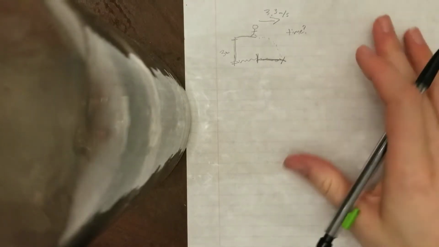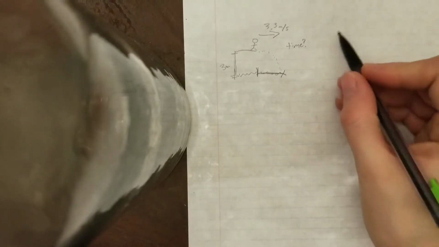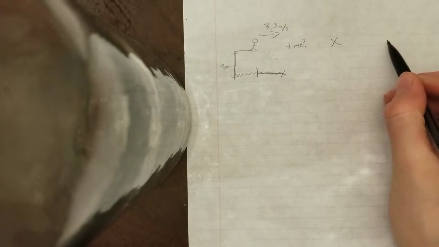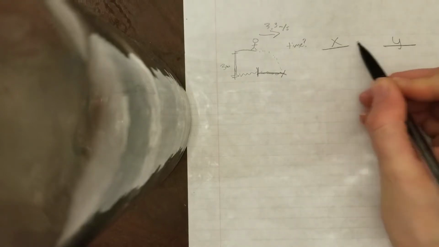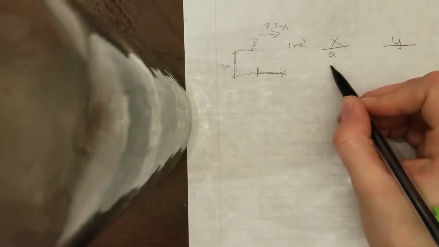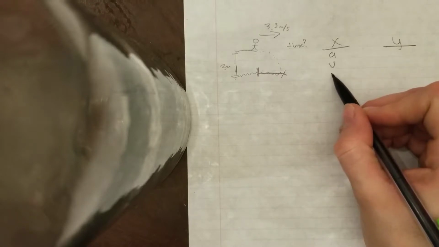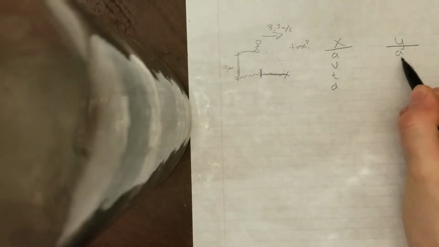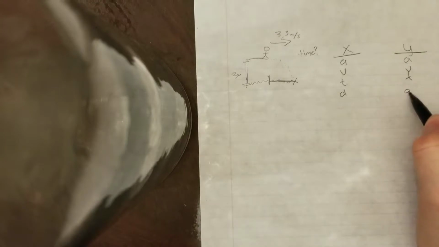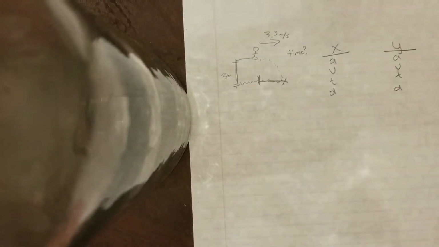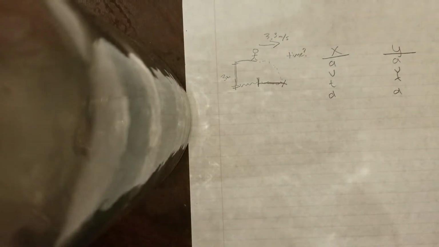So first of all, we're going to come over here and do our x's and our y's. And we have acceleration, velocity, time and distance, acceleration, velocity, time and distance. It's important to make sure you set up your paper this way every single time. This will save you a lot of hassle and stress as you're trying to figure out which equations to use.